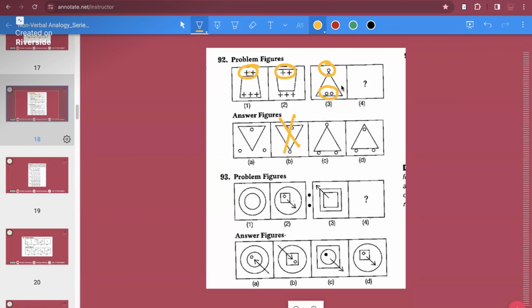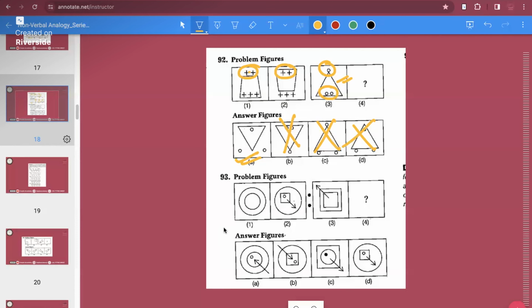Now let's invert this triangle. If we invert this triangle, this option and this option will also go. So we'll be left with only C as the answer. Right, guys? Yes, sir. Any doubt? No, sir. Cool. Let's do question number 93.